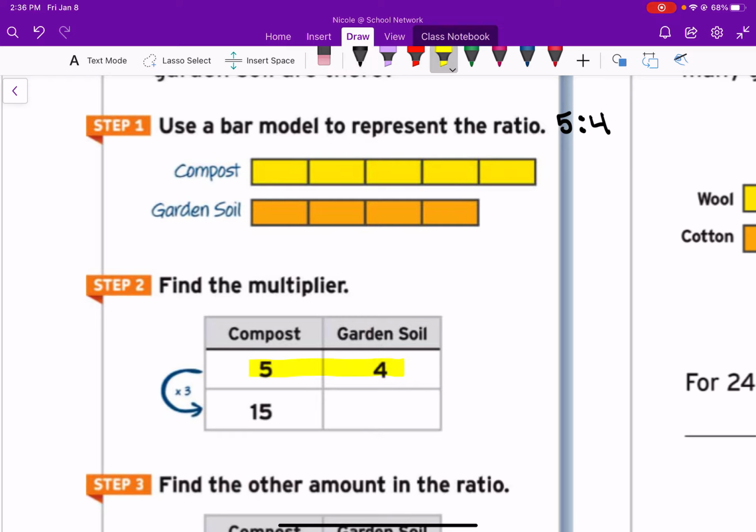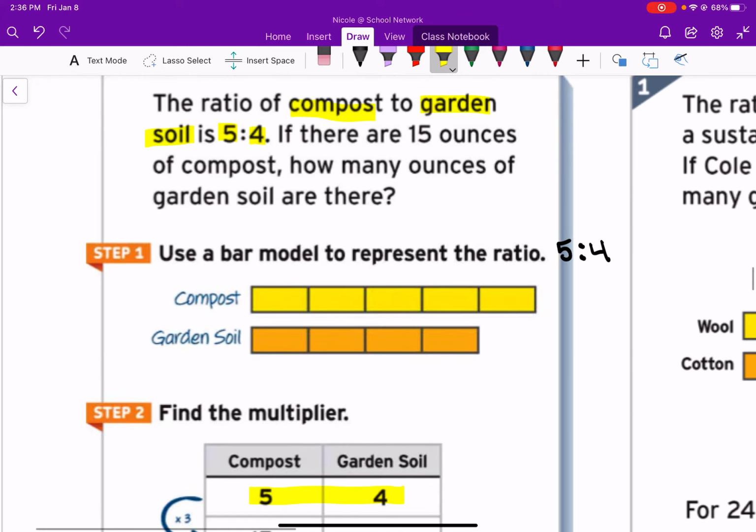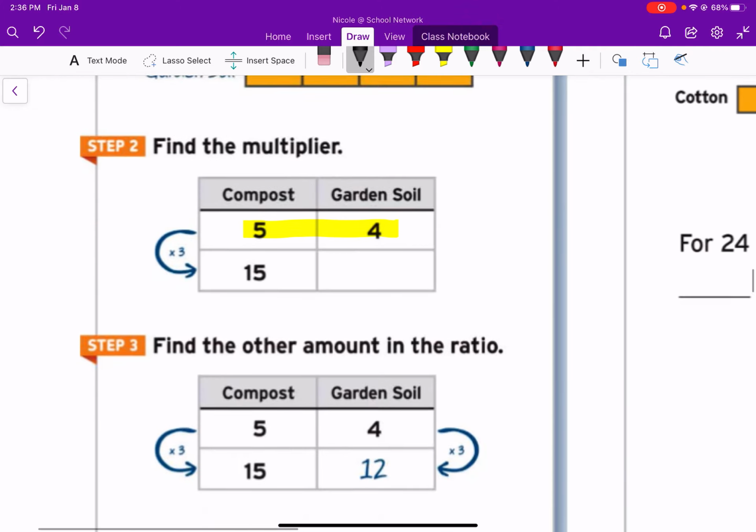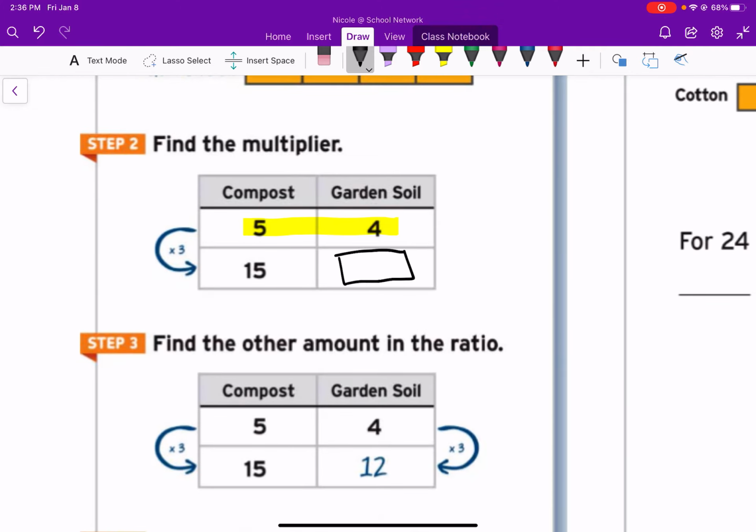And we make our little table. There's 5 parts compost, 4 parts garden soil. And now we see if there are 15 ounces of compost, how many ounces of garden soil are there? So here under compost, we put 15. We want to fill in what this would be. So 5 times 3 is 15. So 4 times, we have to change in equal amounts. So 4 times 3 is 12.